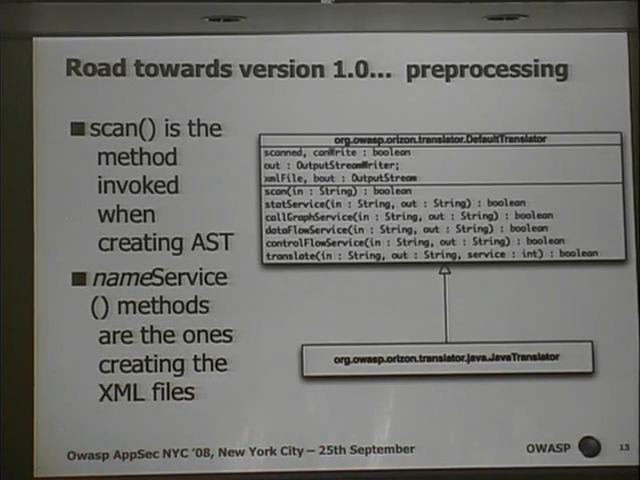I mean stat service, call graph service. The content is put in an XML file. Okay, the translate method is the method that does this, and it's up to it to call scan. And as you may see, it overrides the default translator class.